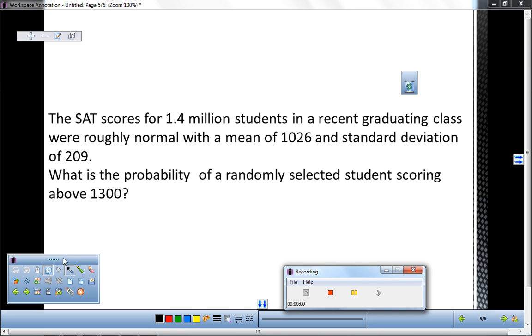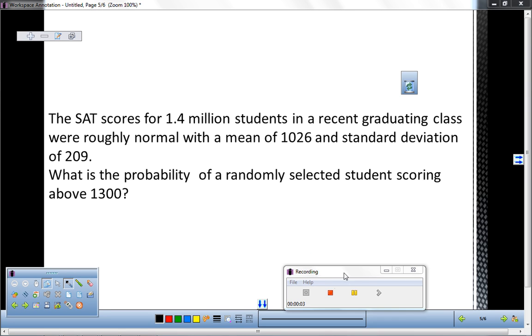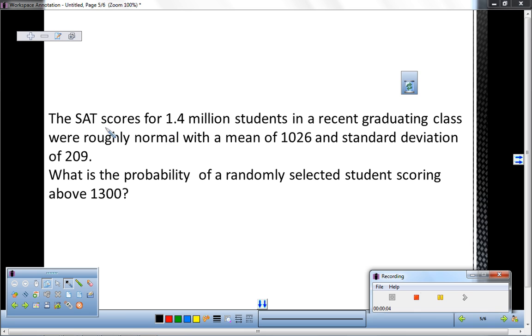Using z-scores to find the probability of something. Here we're looking at SAT scores. There's 14 million students, roughly normal, with a mean of 2610 and a standard deviation of 209. And we want to know what's the probability of picking one that scored over a 1300.